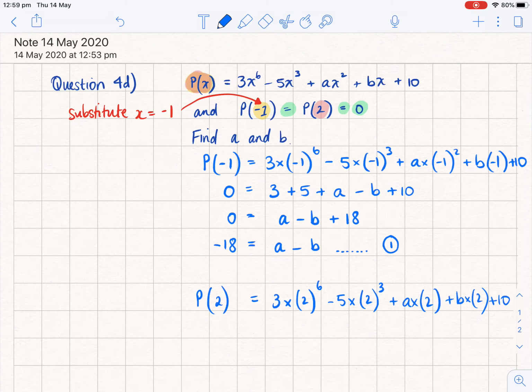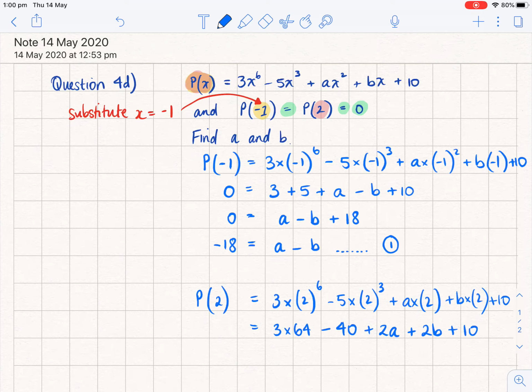So now I've got to do a little bit of simplification. Do not forget that 2 to the power of 6 doesn't equal 12. It would still be common for people to do 2 to the power of 6 equals 12. So basically I've got to double, using my indices: 2, 4, 8, 16, 32, 64. So this becomes 3 times 64. 2 to the power of 3 is 8, so 8 times 5 is 40. And then I have plus 2a plus 2b plus 10.